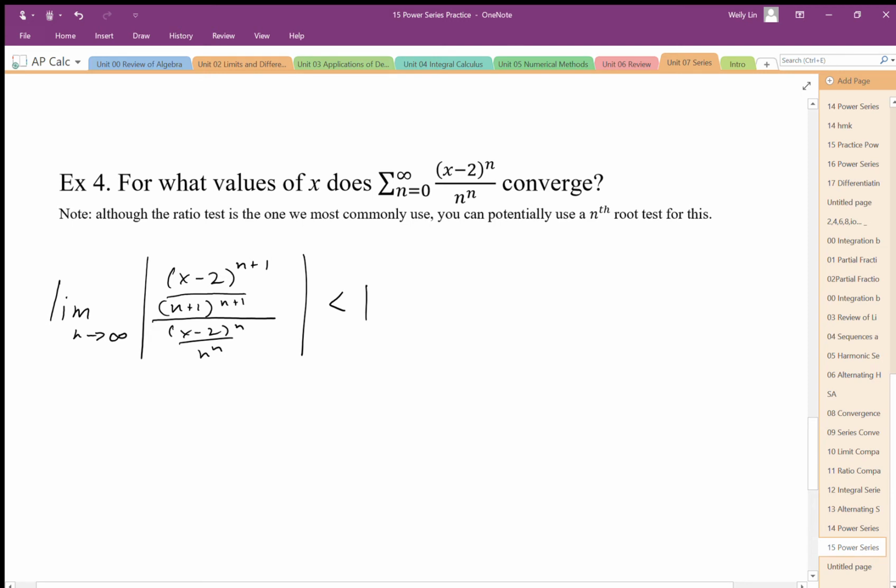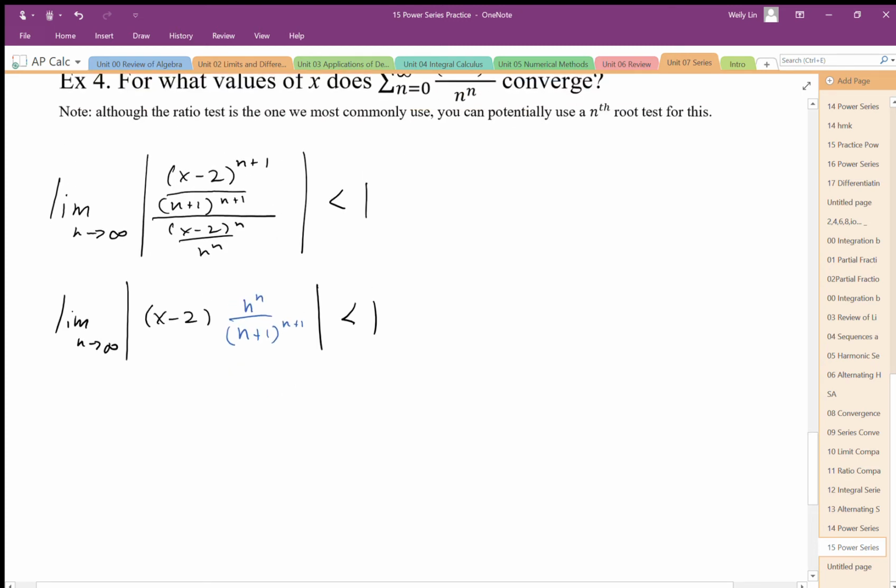Okay, so we want to rearrange this, limit as n approaches infinity. So we're going to end up with (x minus 2) to the n in the denominator, (x minus 2) to the n plus 1. That's just going to be left with x minus 2. For the series part of this, we're going to end up with n to the n in the numerator over (n plus 1) to the power n plus 1 in the denominator. Okay, and we want to know where that's less than 1. So how do we simplify the sequence part of this expression?